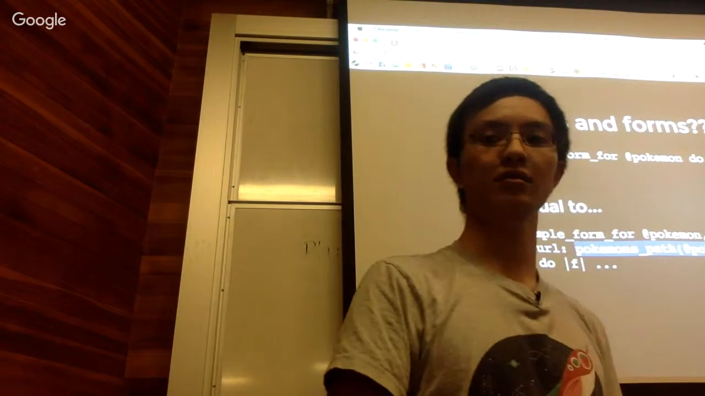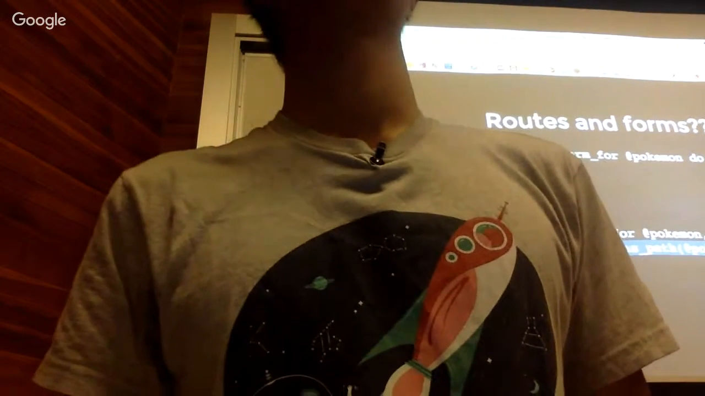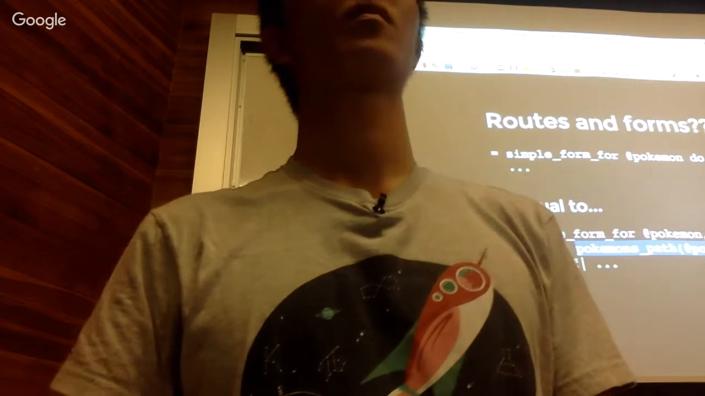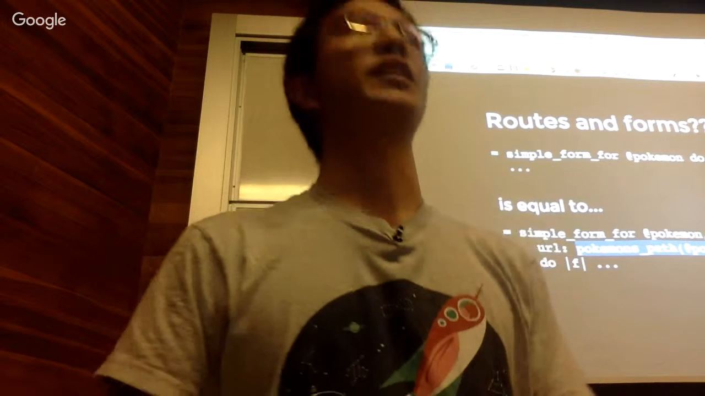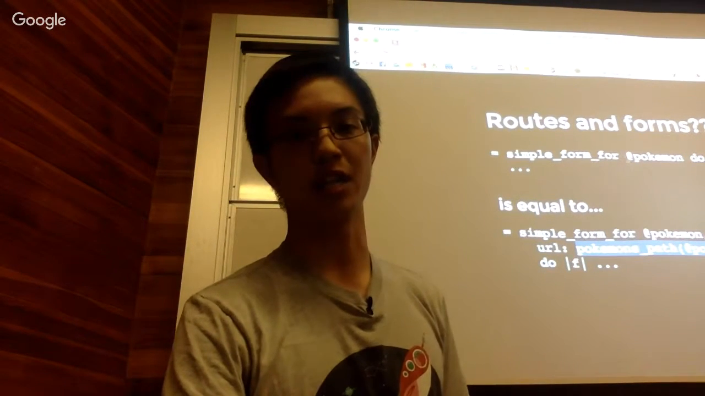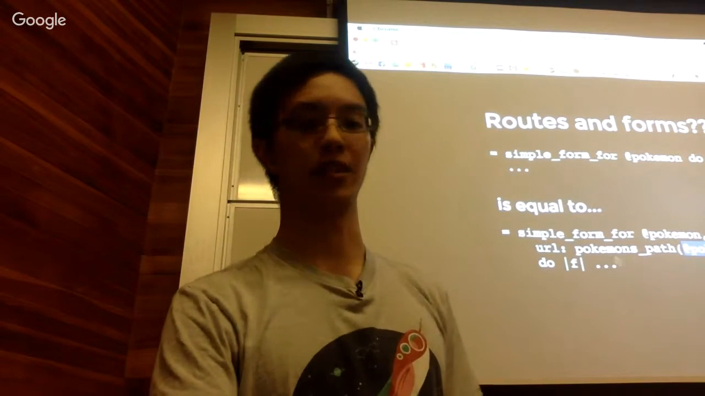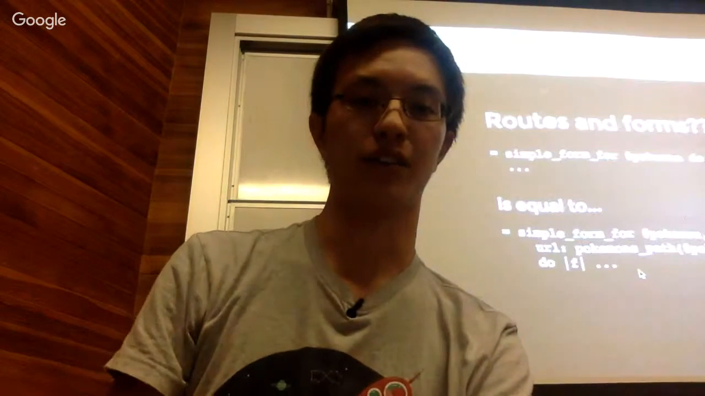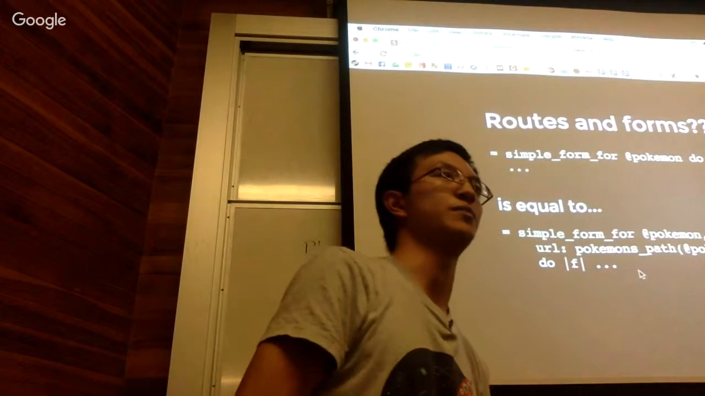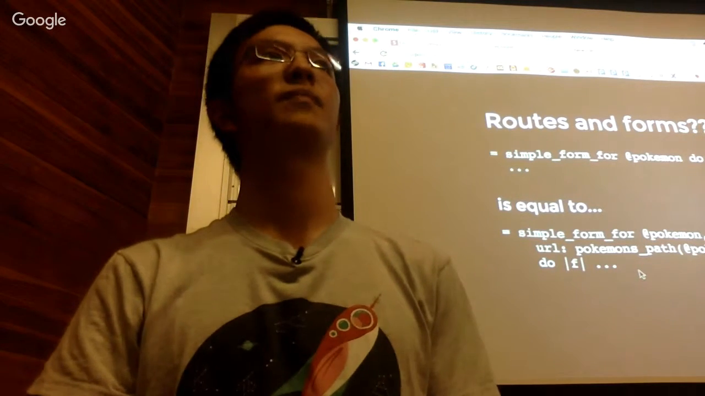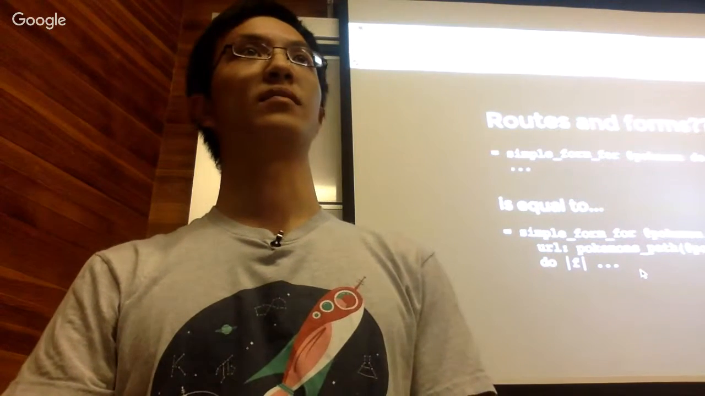Right, so the question was, when I do simple form, will this automatically put Pokemon inside this path? And the answer is yes. So it will do this. And to clarify, the app I'm working with doesn't have Pokemon, so I won't be able to show you. But I can show you when we start looking at the app. Okay.